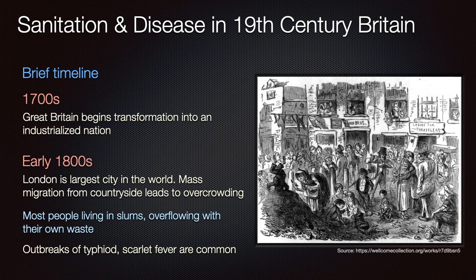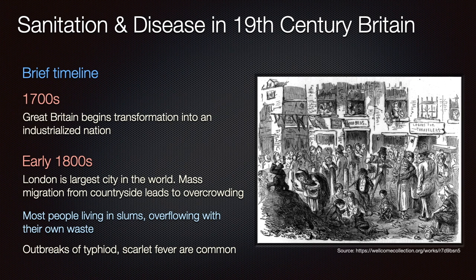In the 1700s, Great Britain was beginning to transform into an industrialized nation, and by the 1800s, London was the largest city in the world as a result of social changes brought about by this industrialization. Those changes included mass migration from the countryside into the city. Mass migration led to serious overcrowding issues.